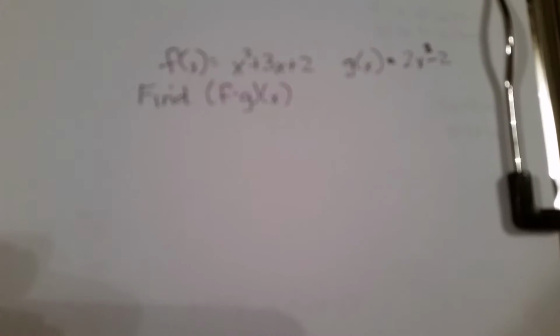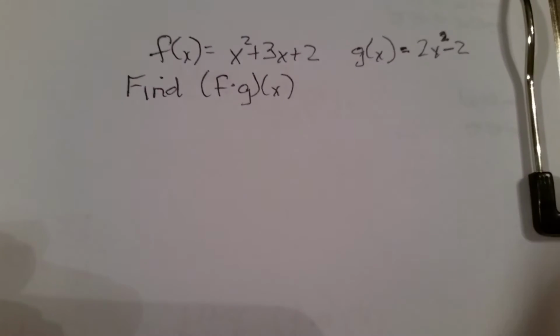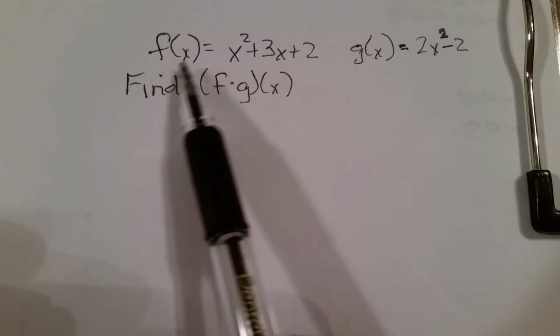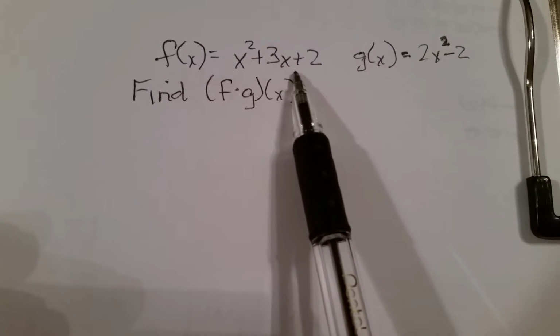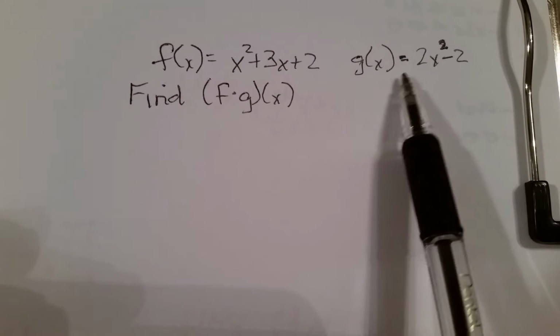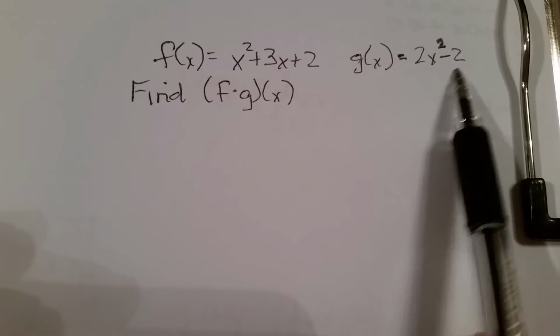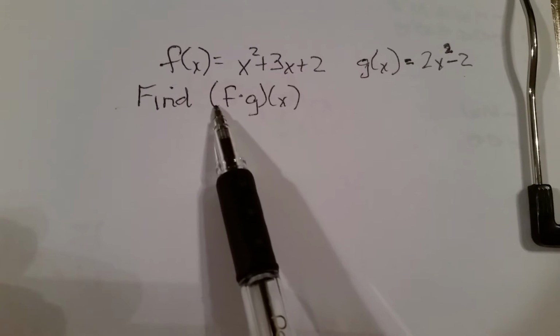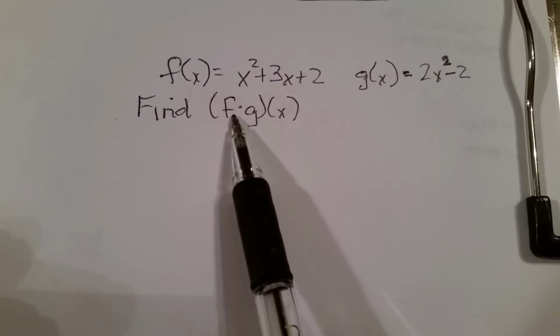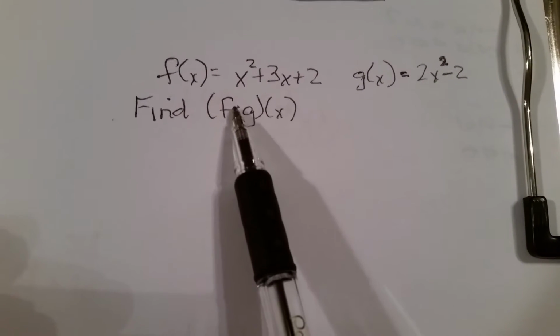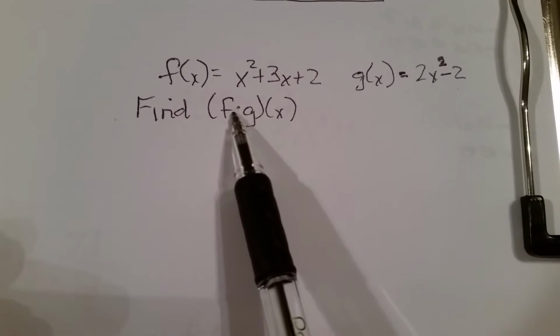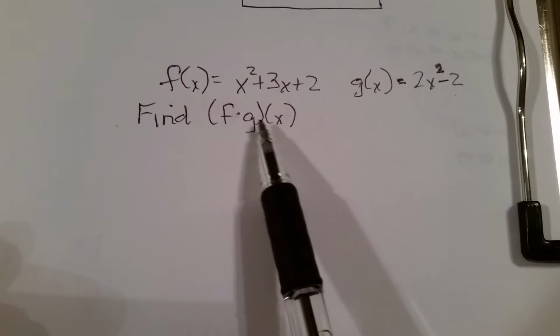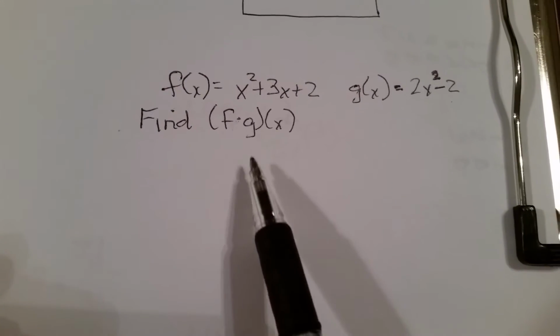Okay, now we're going to talk about how to multiply functions. Here we have an f function, x squared plus 3x plus 2, and we have a g function, 2x squared minus 2. Now here's what gives us our instruction. It says find f times g of x. Notice it's a closed-in circle, not an open circle that would imply composing the functions. We're just going to multiply them together.